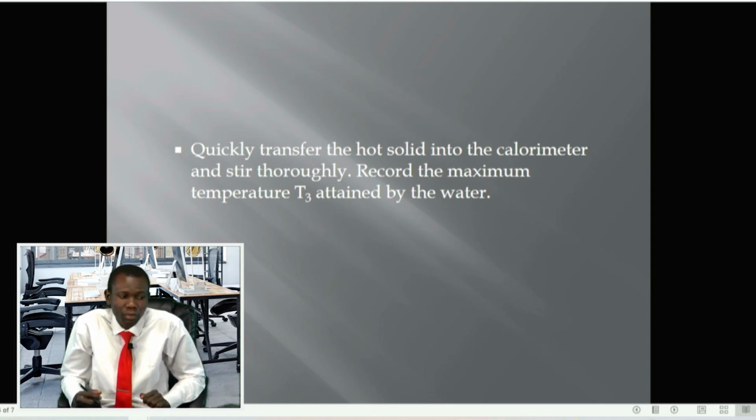Record the maximum temperature T3 attained by the water. You put your thermometer inside the water in the calorimeter. As you transfer the hot metal block into it, you will see the rise in the thermometer. Then take note of the point where the thermometer no longer shows an increase. That's your T3, the maximum temperature obtained.